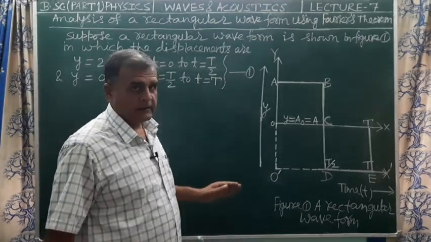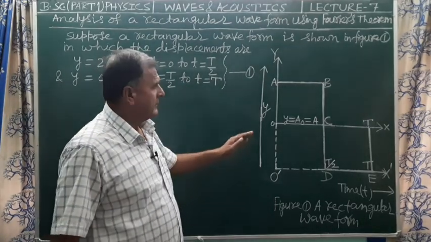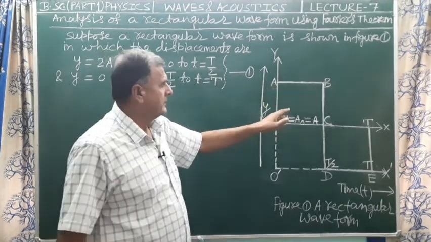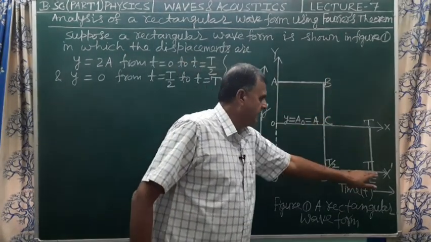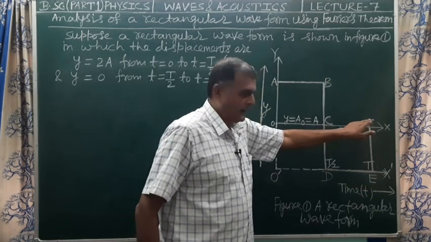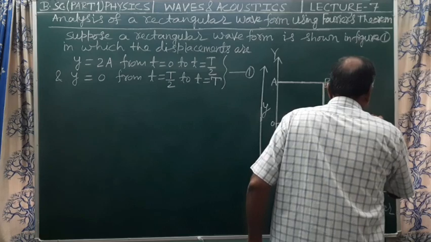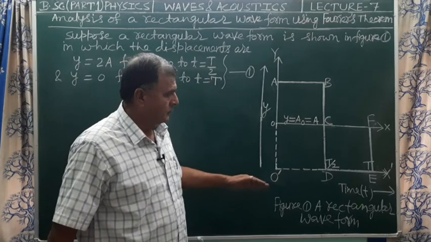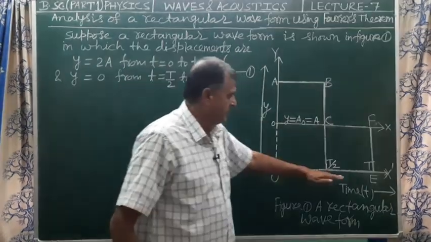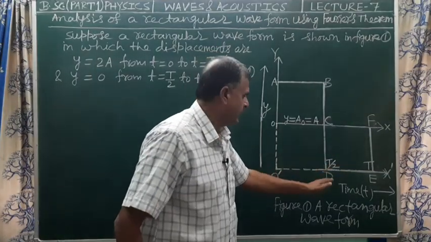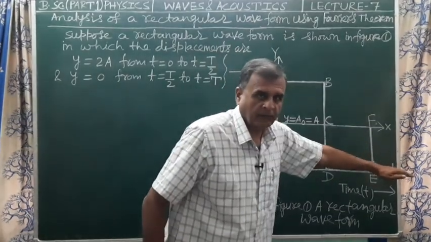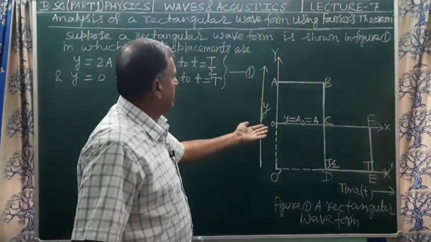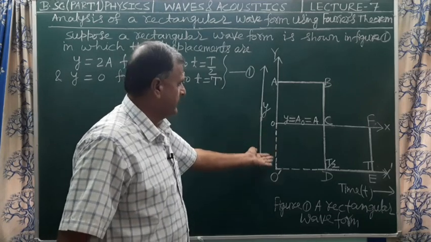The rectangular waveform is represented by the solid curve A, B, C, D, E, F. The time axis is taken through the lowest portion, that is D, of the rectangular waveform, while along the y-axis the displacement of the given rectangular waveform is represented.